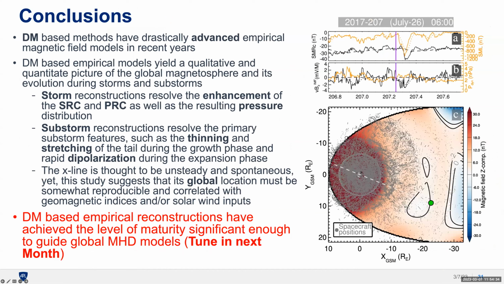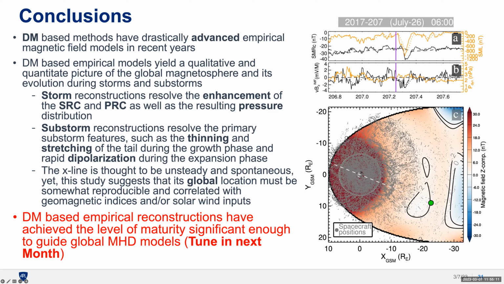So some conclusions here. What I really want to impart: a lot of people are used to using the classic Tsyganenko empirical magnetic field models, so T89, T96 are some of the commonly used ones. But what I want to impart is that data mining based methods have drastically advanced empirical magnetic field models in recent years. And these data mining based models give both a qualitative and a quantitative picture of the global magnetosphere and how it evolves during storms and substorms.